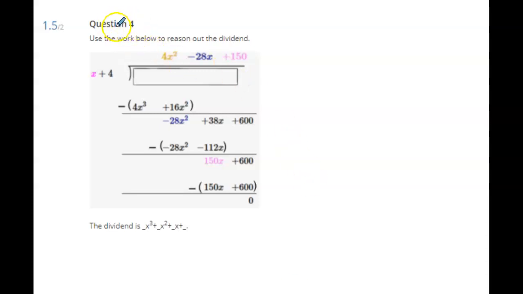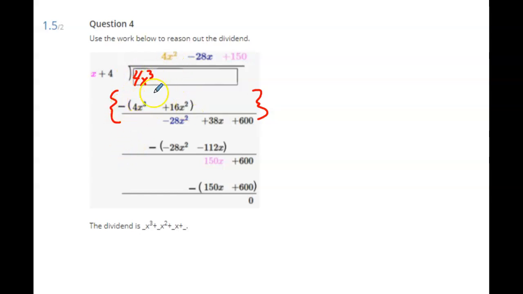Okay, so in question 4, where you have this polynomial long division, you're asked to find the dividend. There are two ways that you could go about that. One way is to focus in on this first line of work in the long division problem and recognize that when you take the first term in the dividend and you subtract 4x cubed, that canceled out and left a 0. So that makes our first term 4x cubed, because 4x cubed minus 4x cubed is 0.